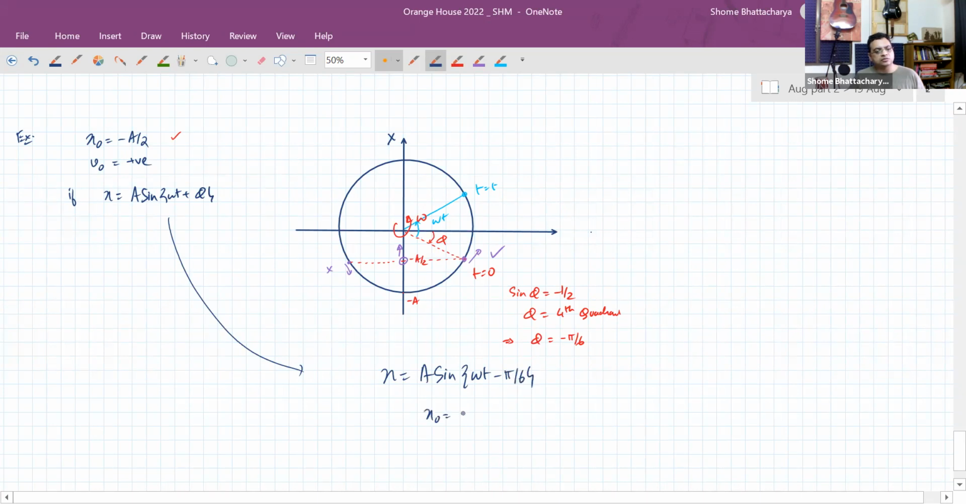So our x naught will be minus a by 2 and our v naught will be plus root 3 by 2 a omega. In that question, this was actually root 3 by 2 with a minus sign. X naught was minus a root 3 by 2 and v naught was plus a omega by 2. So this is the usefulness of this projection of UCM method in kinematics type of questions.